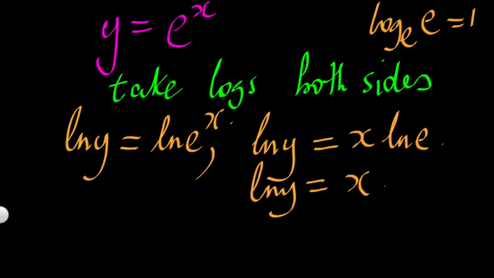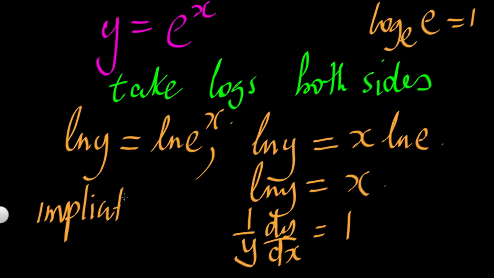I'm going to use implicit differentiation to differentiate this. Ln y equals x. So I'm going to differentiate ln y in terms of x. The answer is 1 over y dy dx equals 1, because if you differentiate x, you get 1. If you have forgotten how to do implicit differentiation, please go to one of the videos on the channel where I explain how to do implicit differentiation. So once you have done this, you have to make dy dx subject of the formula.